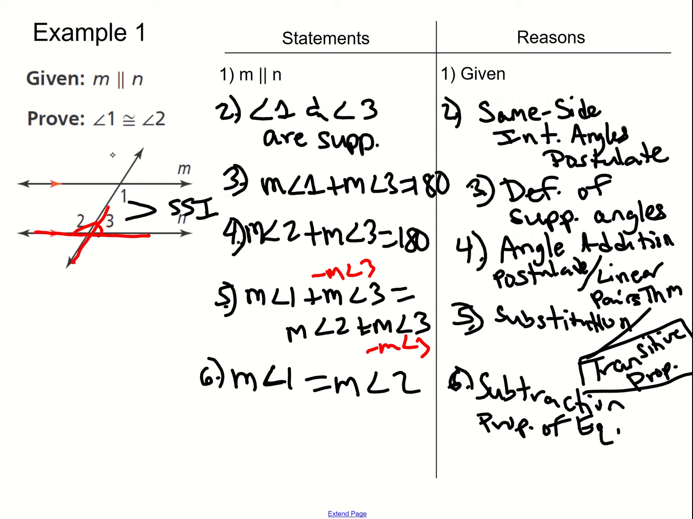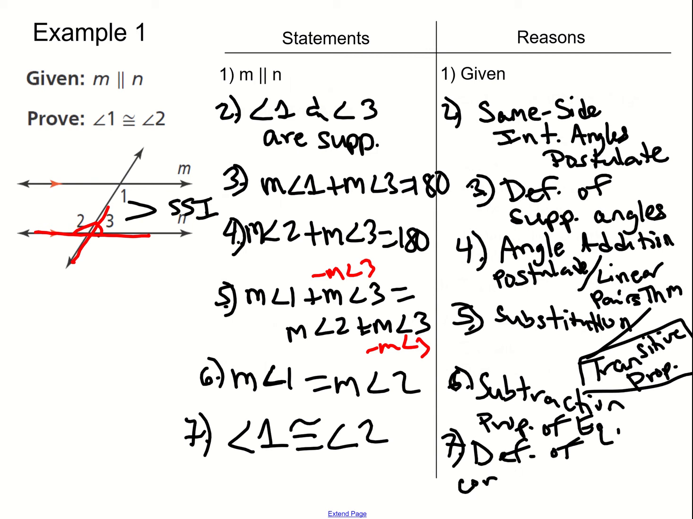We're almost there. We're trying to show that it's congruent. Well, we know that if the measures are equal, then they have to be congruent. So this is the same thing as saying angle 1 is congruent to angle 2. That's the definition of congruence. That's what it means to be congruent. Congruent means that they're the same measure. And so the reason that we did that is that this is the definition of congruent angles.